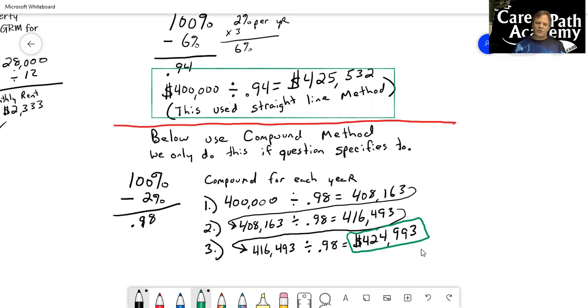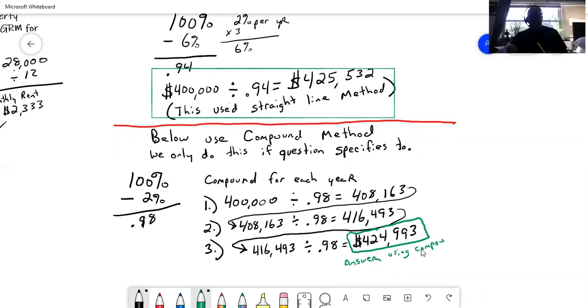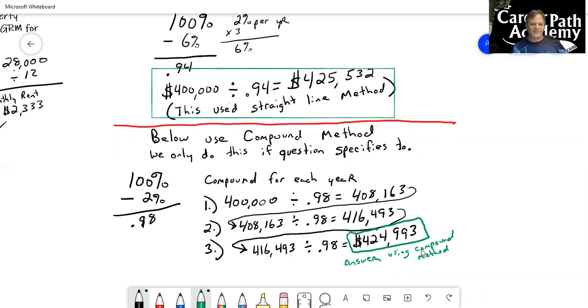So that's the answer using compound method. Compounding method is always more accurate. However, it's more complicated. It's more steps. Should we use the compound method or straight line method during the exam? You tell me. Only if the question specifies.